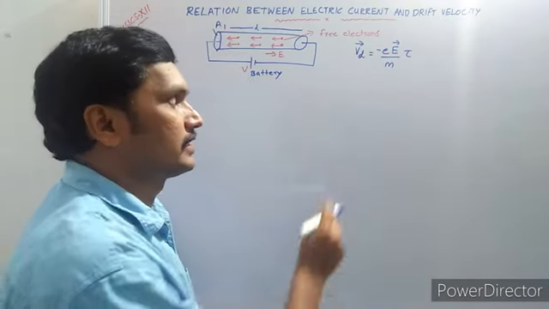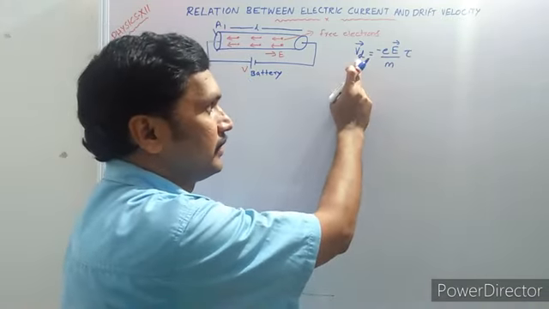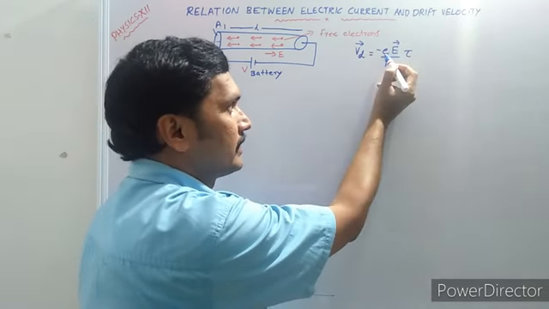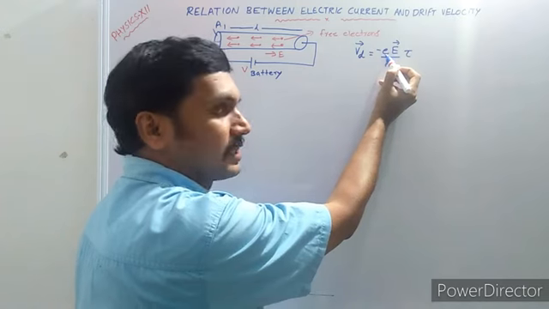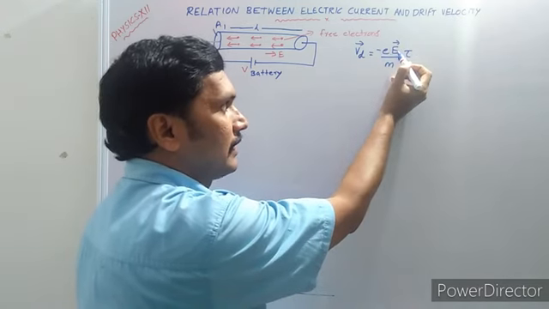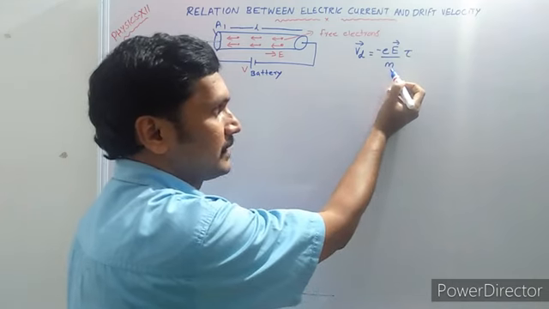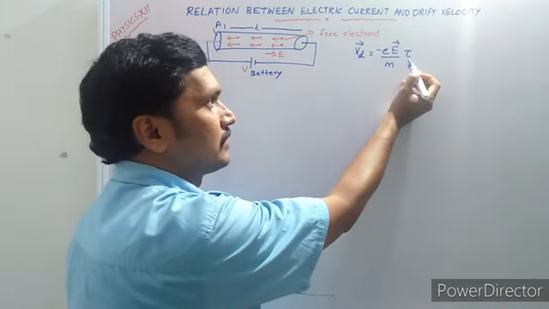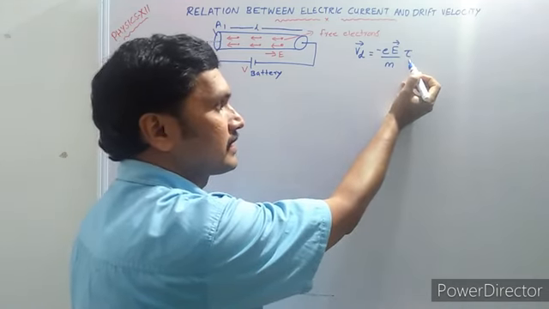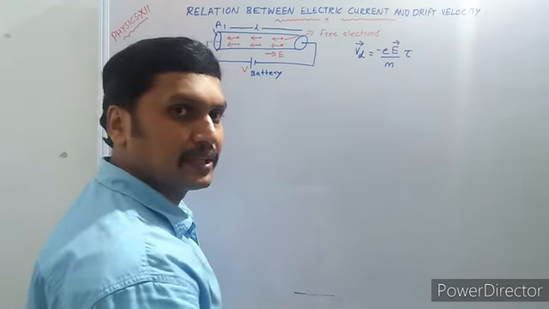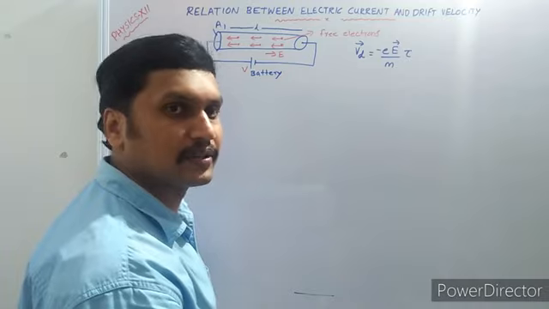The terms are Vd stands for drift velocity and e, small letter e, for the charge of electron. Capital E is the strength of electric field. m is the mass of electron and tau is the relaxation time, meaning the average time interval between two collisions for the electron.